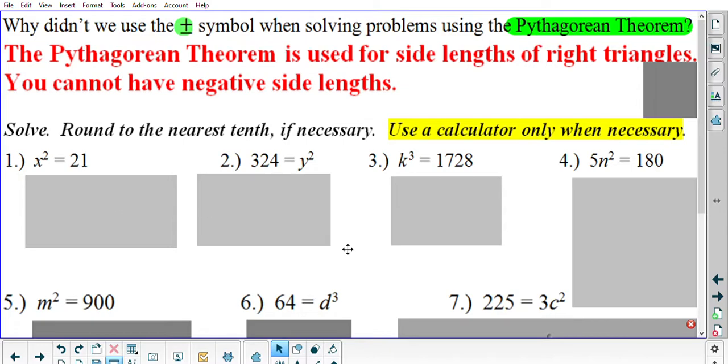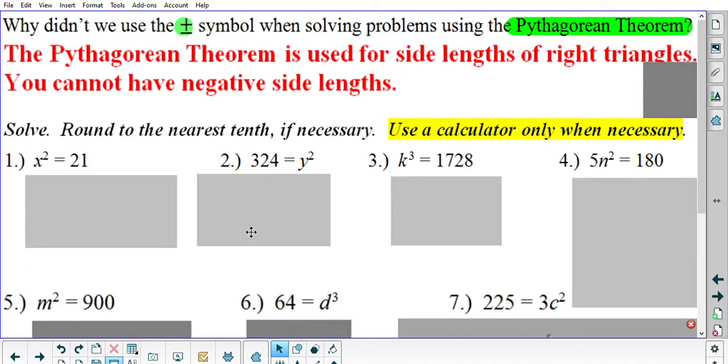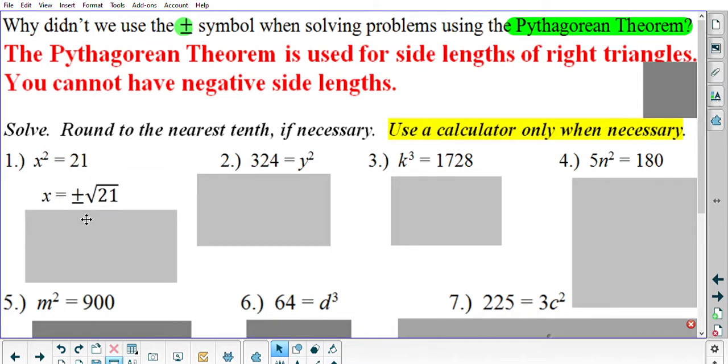Well, I can use the rule that I learned from above, that if x to the second power equals a, then x would equal the positive or negative of the square root of a. Square root is the inverse of taking a number to the second power. So we're going to do that to solve for x, because the inverse of the second power is the square root. So the square root of 21, you're going to have to use your calculator for this because 21 is not a perfect square. So the square root of 21 is not going to give you a whole number. If I use my calculator, I'm going to get 4.58.